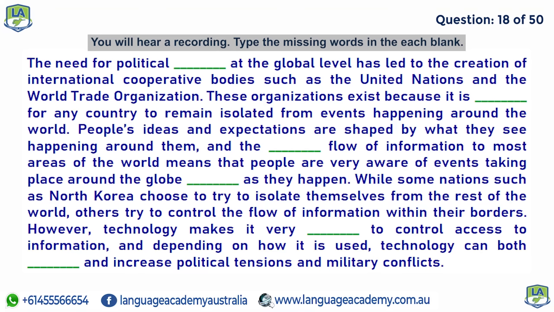The need for political cooperation at the global level has led to the creation of international cooperative bodies such as the United Nations and the World Trade Organization. These organizations exist because it is impossible for any country to remain isolated from events happening around the world. People's ideas and expectations are shaped by what they see happening around them. And the rapid flow of information to most areas of the world means that people are very aware of events taking place around the globe virtually as they happen.